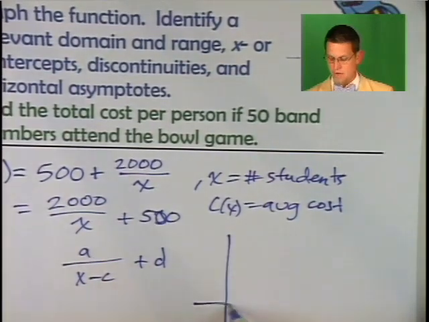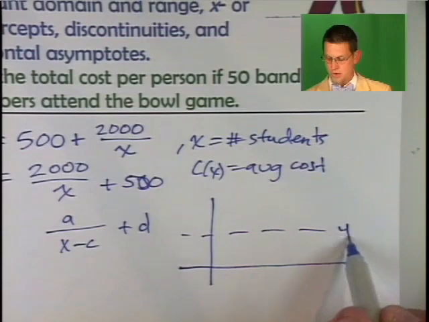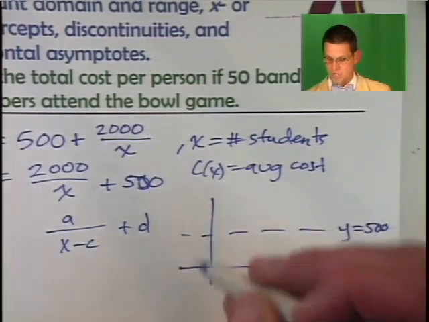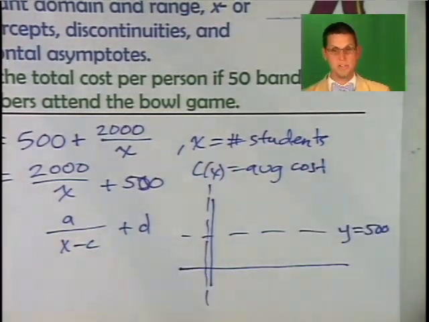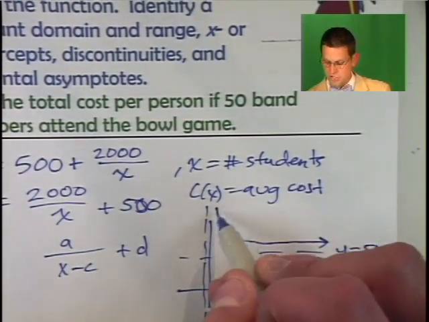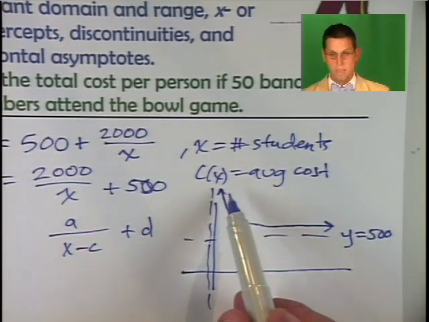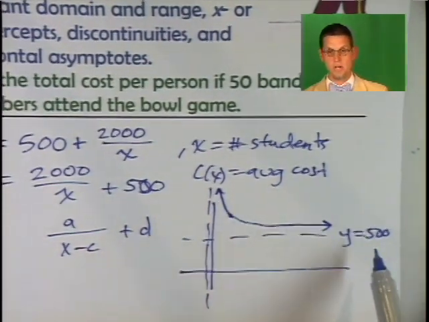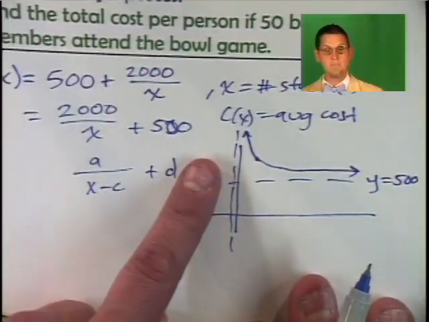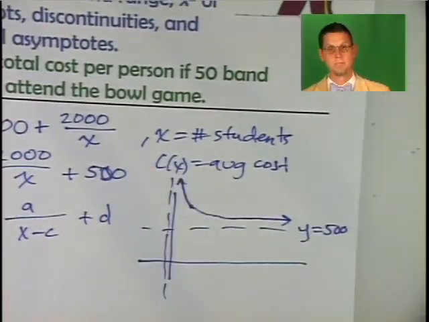So if we want to graph this in a relevant domain, we're going to go ahead and graph it right here. There's the horizontal asymptote at y equals 500. We have a vertical asymptote at 0. And remember that the function, since there's no reflection, lives up there. Now this is a relevant domain. We have a vertical asymptote at 0, horizontal asymptote at 500. We're not interested in negative people going. We're not interested in negative costs. So there's the graph. Let's go to the calculator and check it out there.